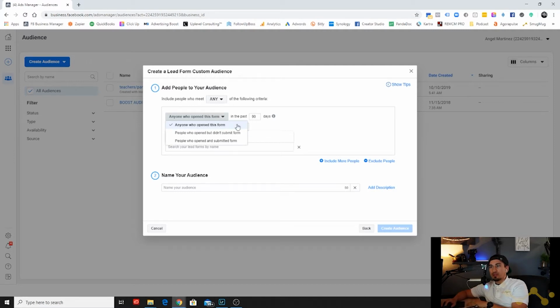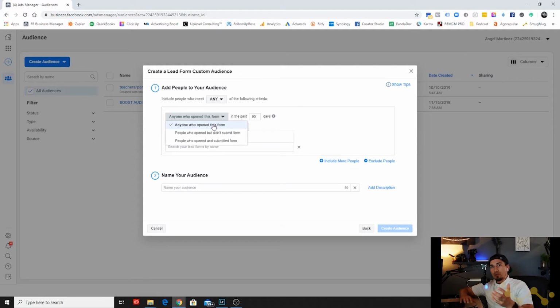So this one says anyone who opened this form, people who opened but didn't submit the form, people who opened and submitted the form. Okay, so what that means is anybody who opened the form, this is going to be both people who submitted the form and didn't submit the form. A lot of times what we're doing is we will go back to anyone who opened this form. That's going to mean people who submitted it, people who didn't submit, because, again, I'm always looking at a long-term perspective, and you should as well when you're playing on Facebook.